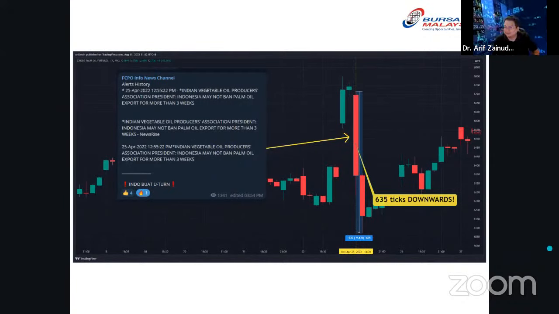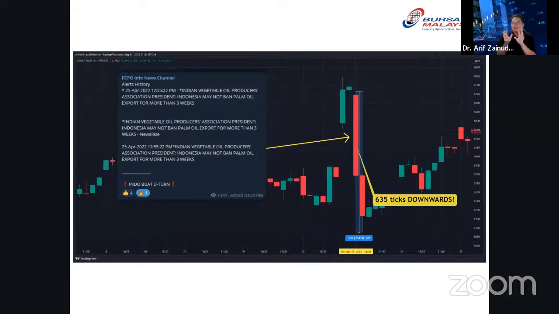wait, hold on. Let me share. I've shared in the chat. Just because Mr. Jokowi said he's going to lift the ban, and then suddenly he said he's going to ban, and then suddenly he's not going to be banning FCPO and all that stuff.